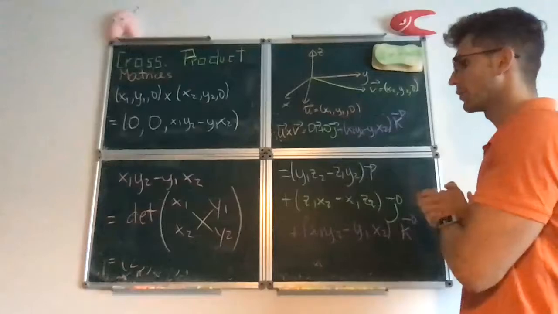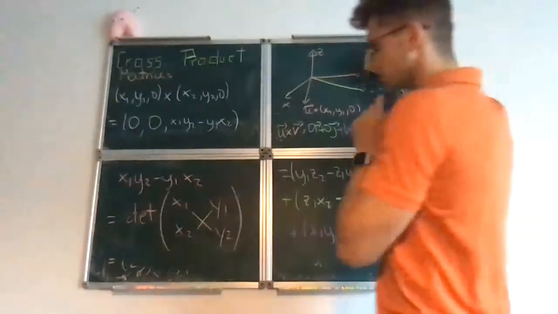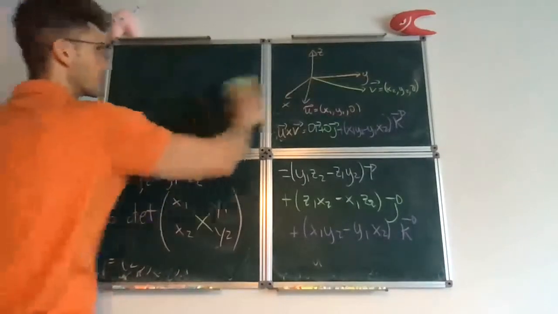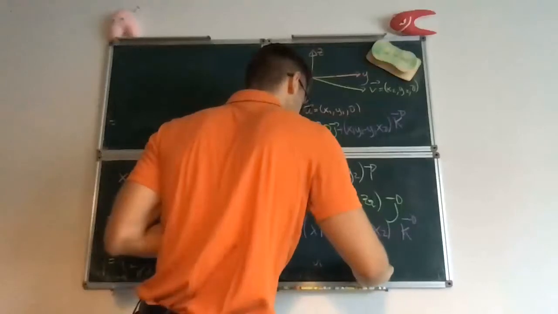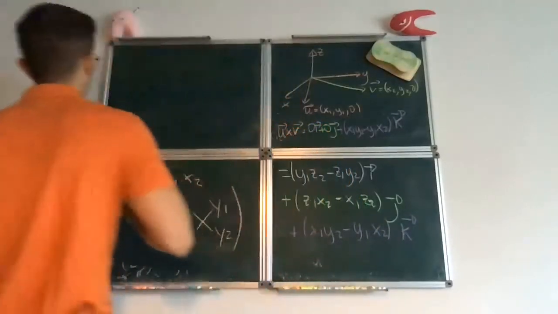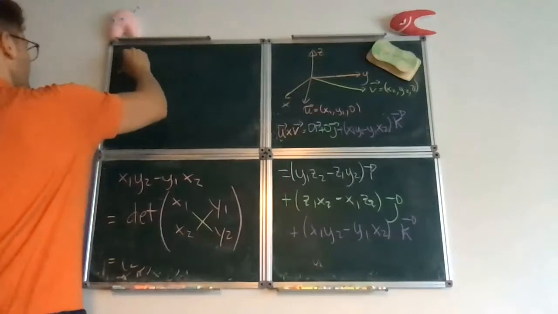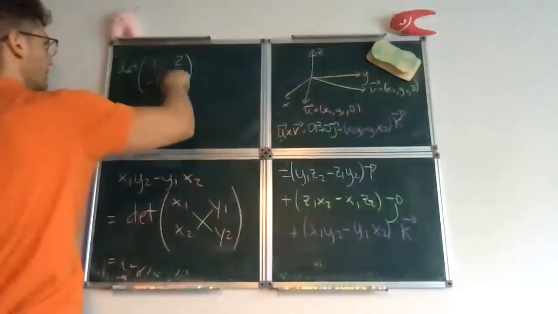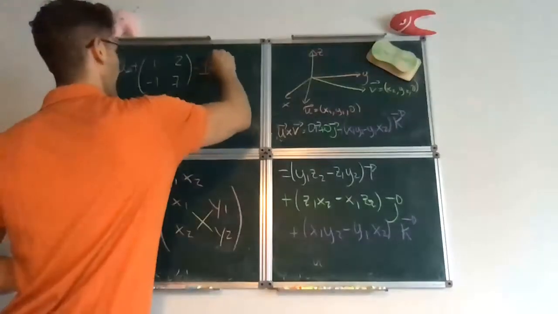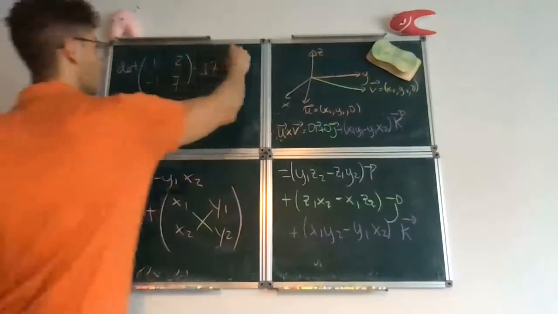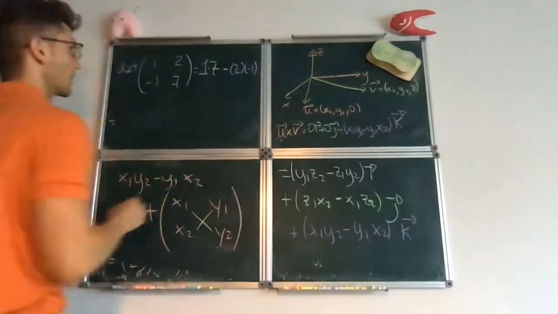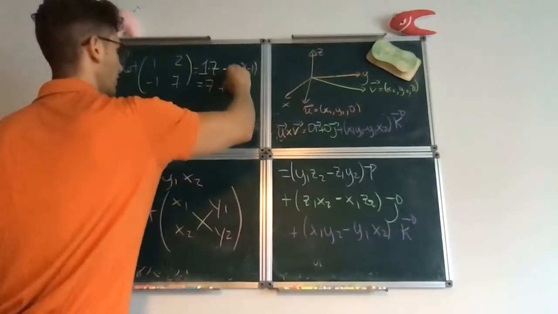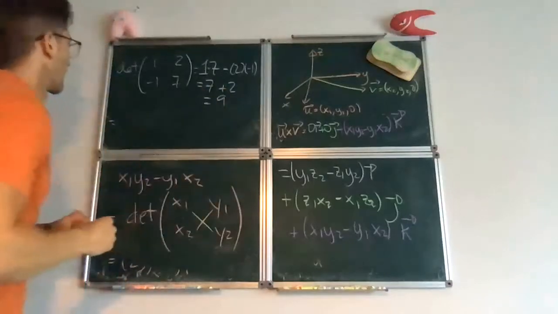Okay, but before doing that, let me just do a couple of examples with determinants of 2 by 2 matrices so that you see how it works. So say the determinant of 1, 2, negative 1, 7 is just 1 times 7 minus 2 times negative 1. So this becomes 7 plus 2, which is 9.